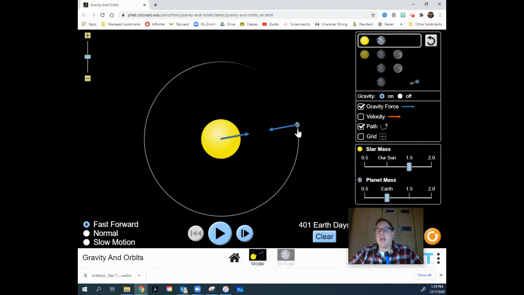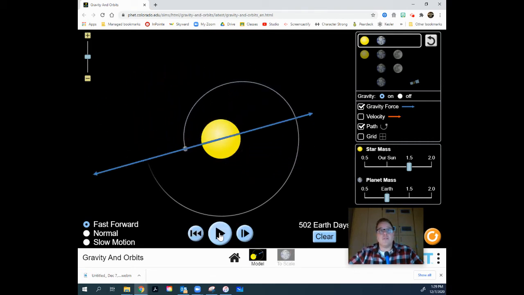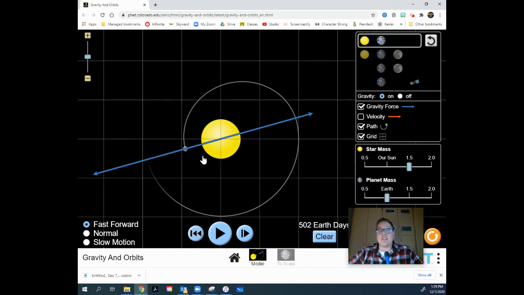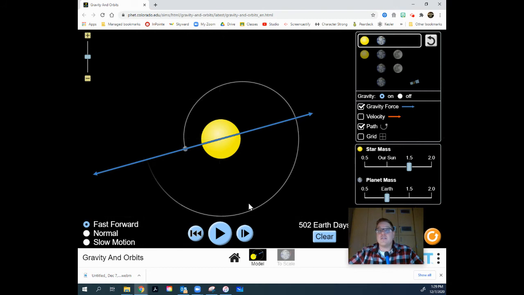what do you think is going to happen to the earth as it goes around the sun? How is it going to change the orbit? Well, let's see. Oh, goodness. Look at that. The gravity is way intense right now. These arrows are way big. And if you look at this thing, look at how close it is to the sun.